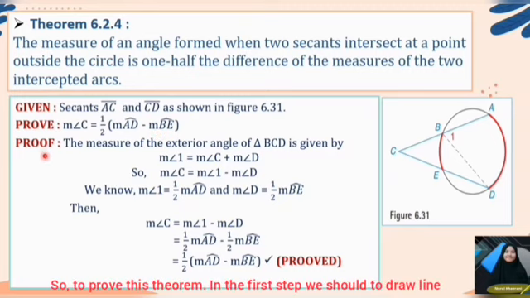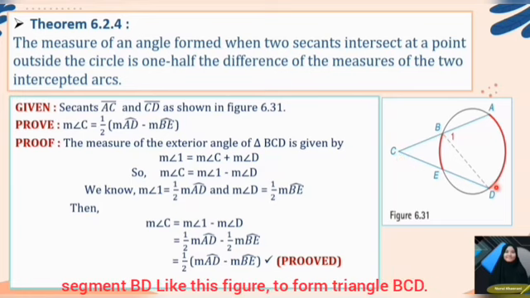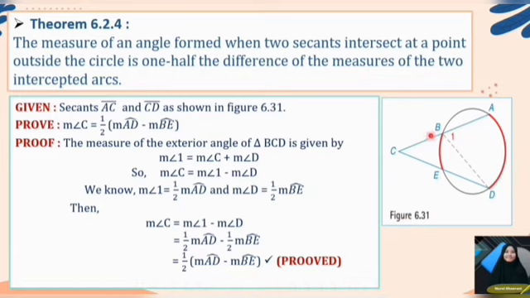To prove this theorem, in the first step we should draw line segment BD like this figure to form triangle BCD. Then the measure of the exterior angle of triangle BCD is given by the measure of angle 1 equals the measure of angle C plus the measure of angle D. So the form can be the measure of angle C equals the measure of angle 1 minus the measure of angle D, because angle D and angle 1 are inscribed angles.